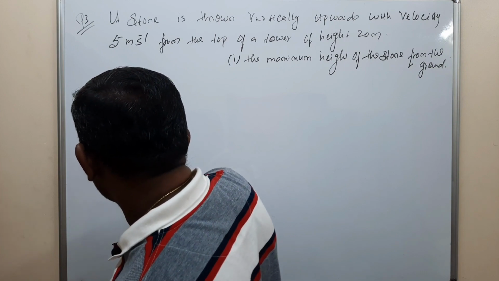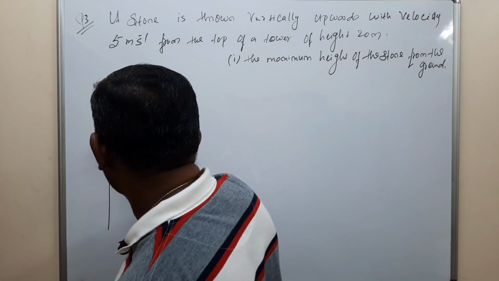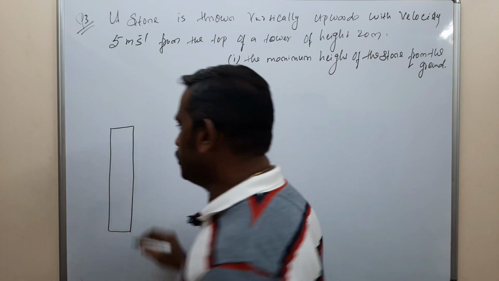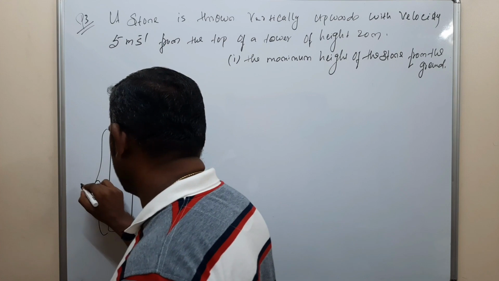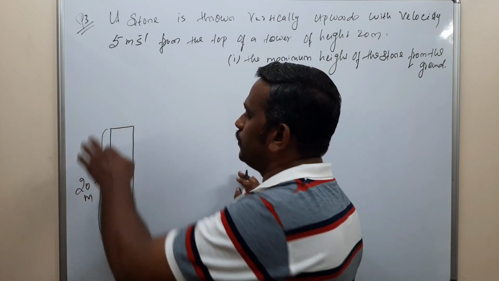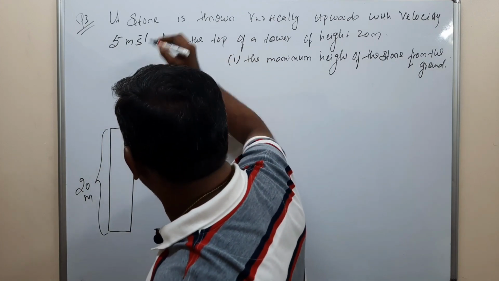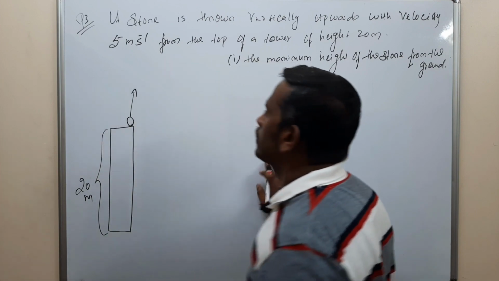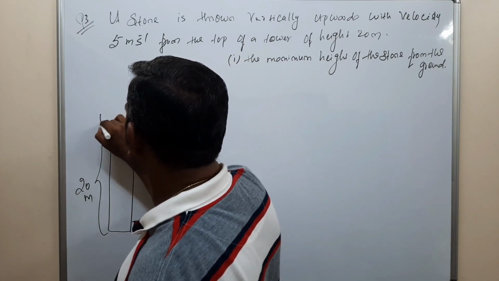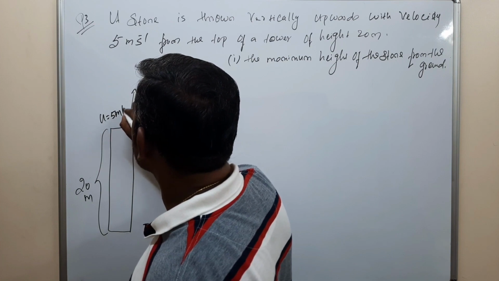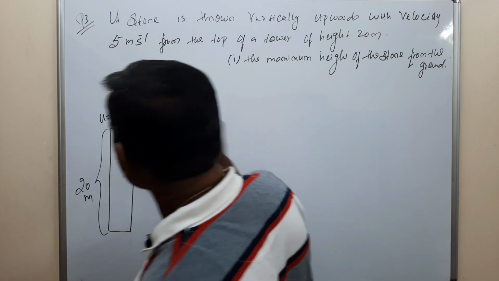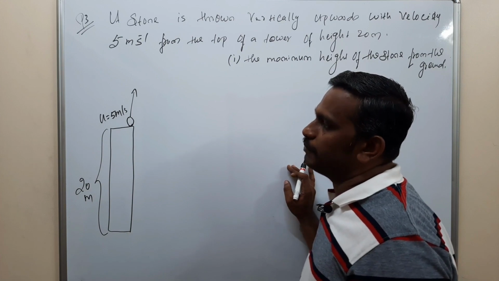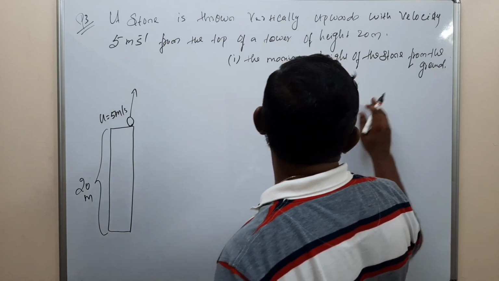So understand the question. There is a tower of height 20 meter. From the top of the tower, a stone is thrown vertically upwards with velocity, so u is equal to 5 meter per second. So from the top of the tower, a stone is thrown vertically upwards with the velocity 5 meter per second. We have to find the maximum height of the stone from the ground.